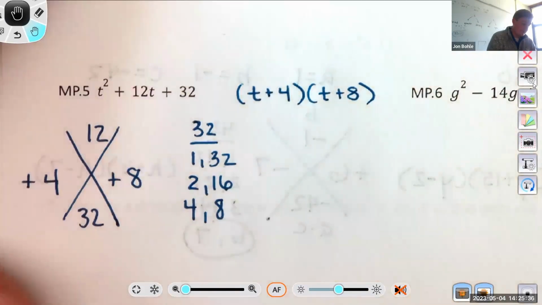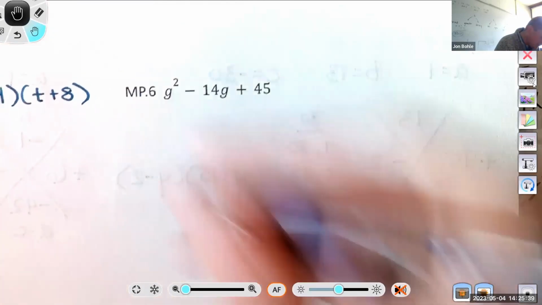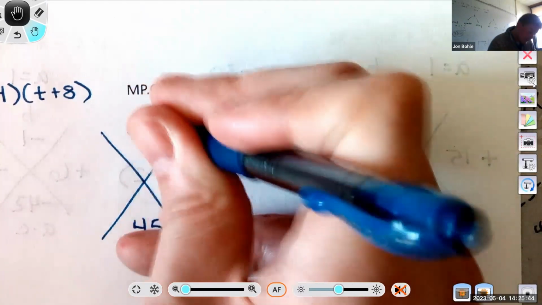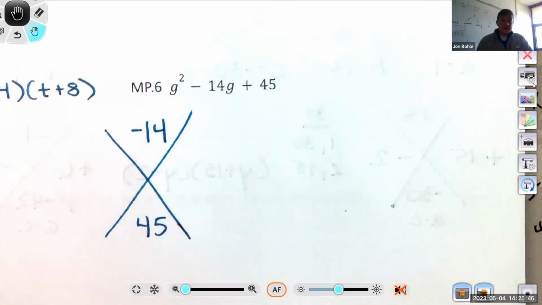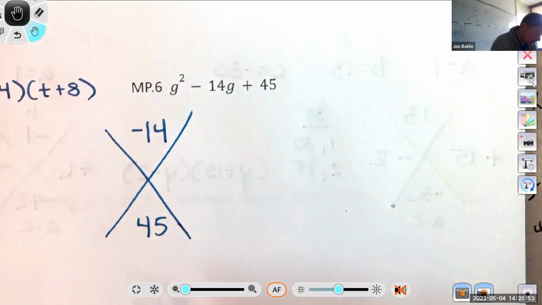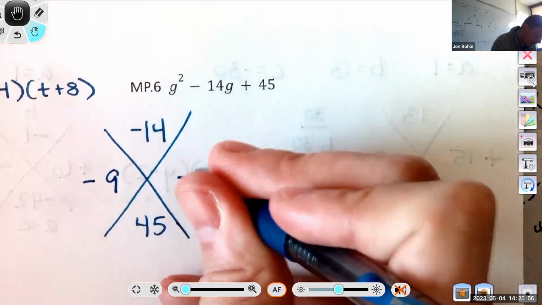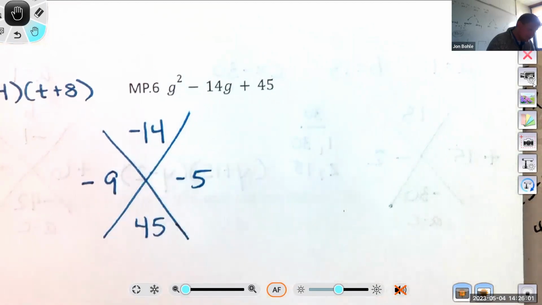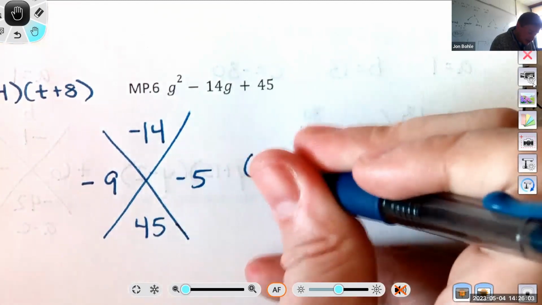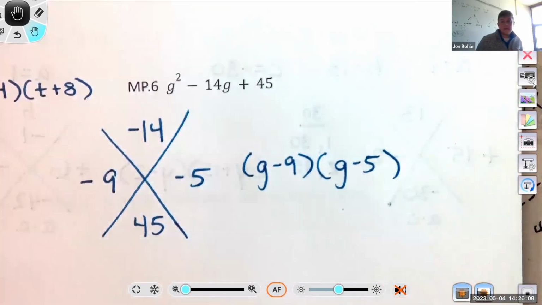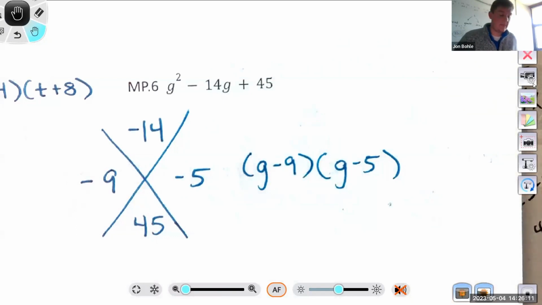Okay, number 6. Here I'm multiplying to a positive, so I'm going to think add to -14. Okay, so you might have to start taking your calculator, especially with 45, use those problem solving skills, just go one at a time if you need to. Ultimately, you're going to come down to -9 and -5. Those multiply to 45, but yet they add to -14. So my answer is going to be g minus 9 times g minus 5. Okay, and that's how you factor when the a value is 1.